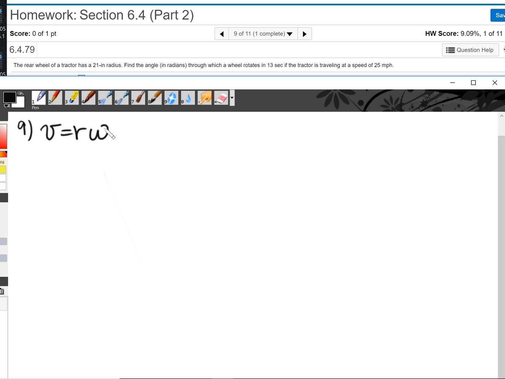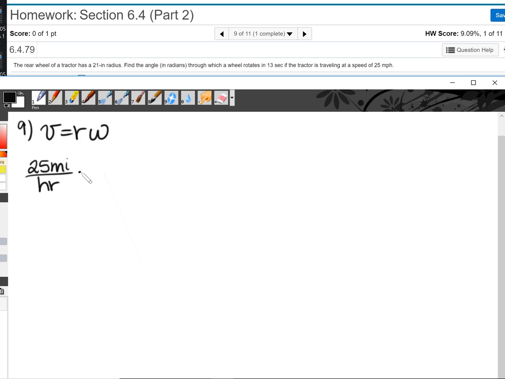And it looks like 25 miles per hour is going to be a linear speed, right? Because it's miles, that's a distance, over hour, which is a time. But it's not in the right format. I don't want miles per hour. I have seconds and I have inches. So my first step is going to be to get this linear speed, which is miles per hour, and put it into inches per second.